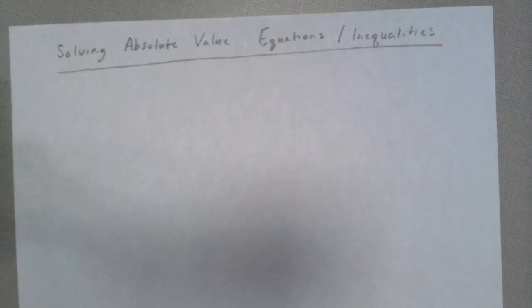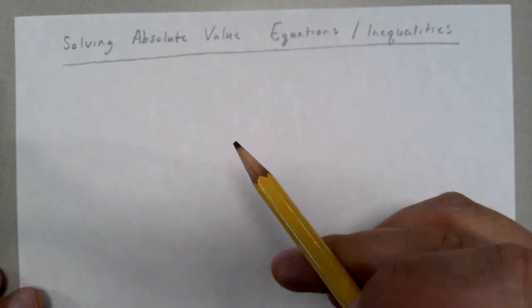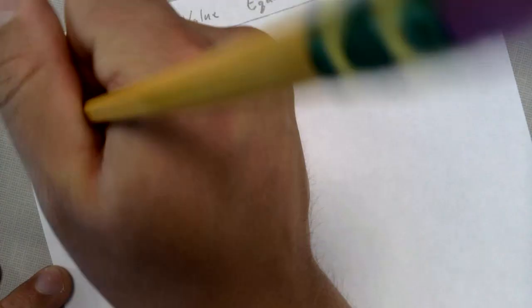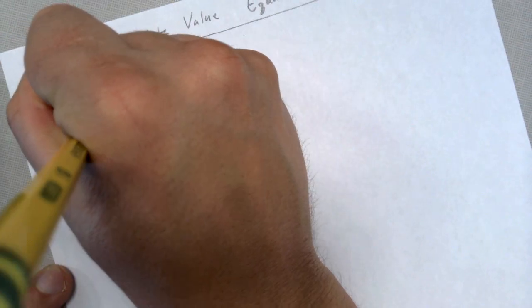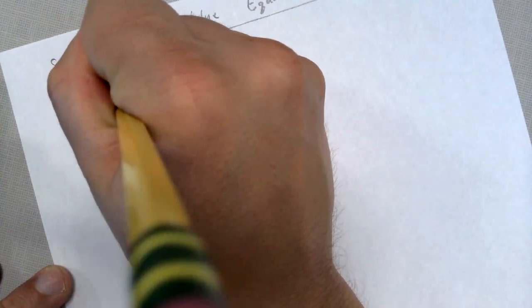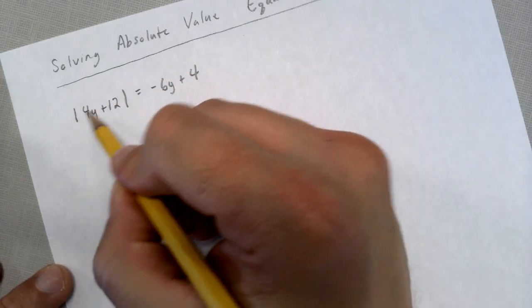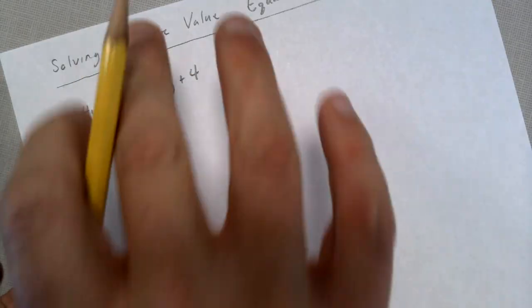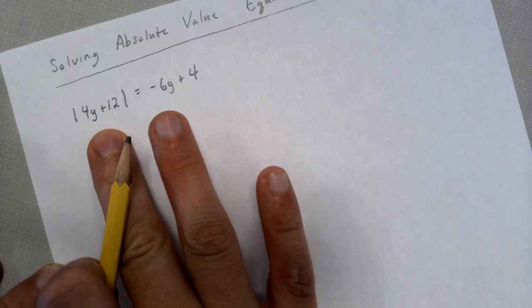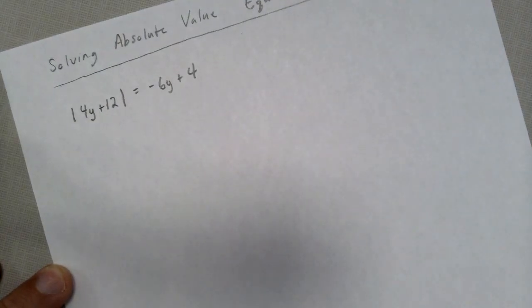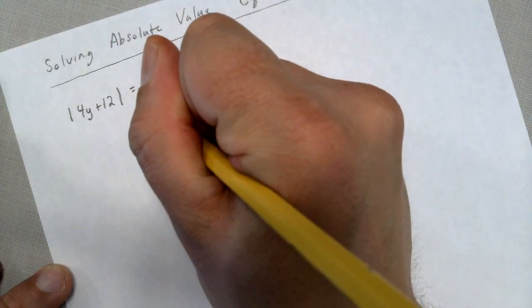All right, so in this video, we're going to talk about solving absolute value equations and inequalities. So let's start off with this example. We have the absolute value of 4y plus 12 is equal to negative 6y plus 4. Since we have the absolute value expression isolated on one side of the equation and everything else on the other side, we can go ahead and create our two cases.